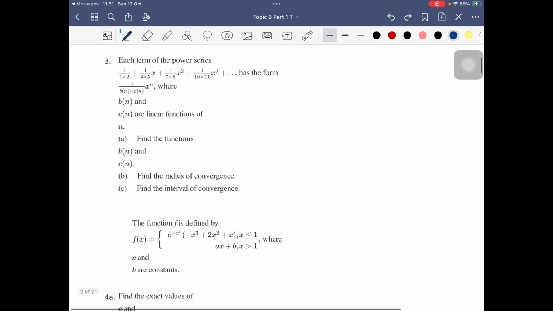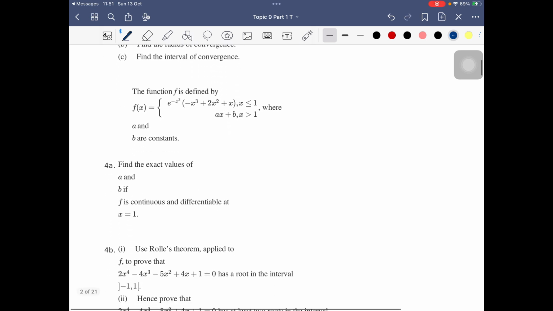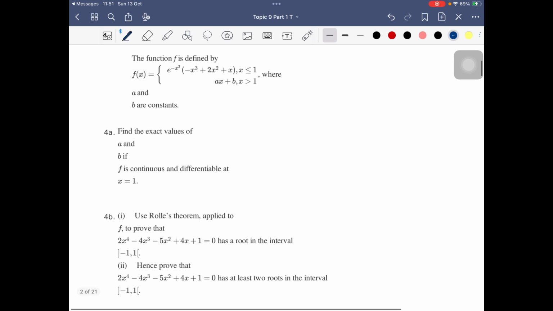So actually we don't have power series in our curriculum. So if you see any of these power series questions, you can skip it.